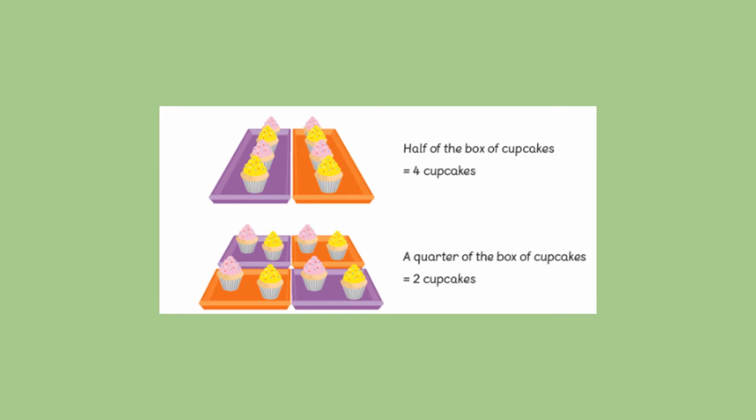Underneath, we've got 4 trays to share those same 8 cupcakes onto. So that means instead of sharing them into halves, we're sharing them into quarters, into 4 groups. A quarter of the box of cupcakes is 2 because there are 2 cupcakes on each of the 4 trays. So they've been shared out equally.